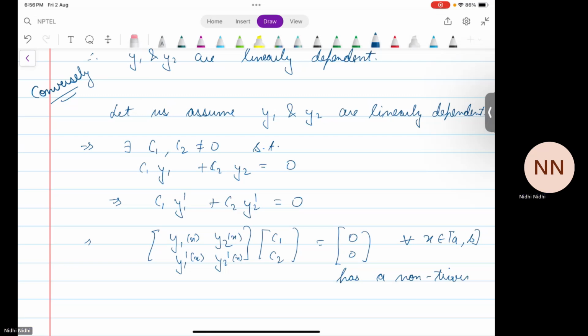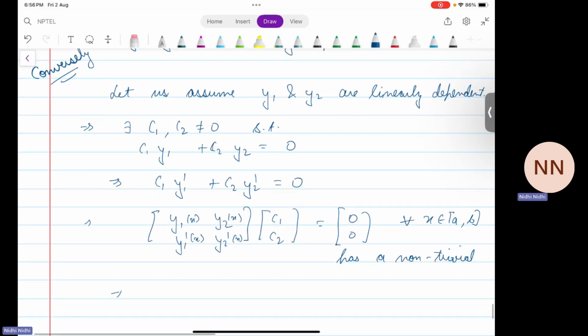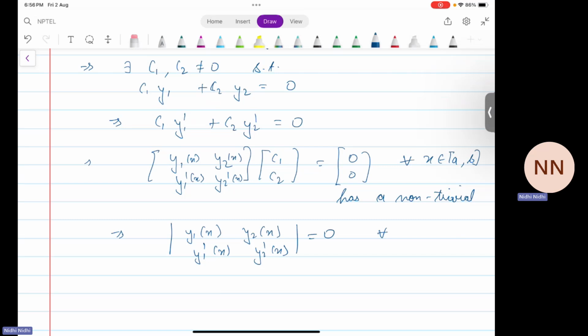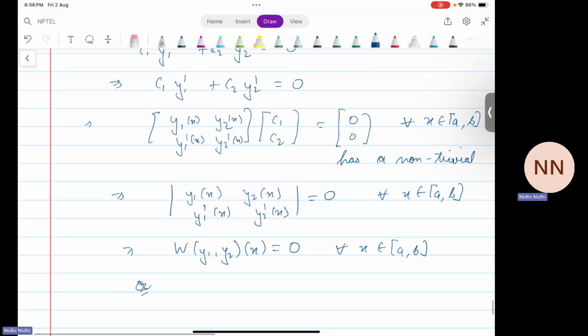A non-trivial solution. This implies the determinant with rows y1(x), y2(x) and y1 dash(x), y2 dash(x) is 0 for every x in [a, b], which is the Wronskian of y1 and y2 at point x. So the Wronskian is equal to 0 for every x in [a, b]. Hence we can write that the Wronskian of y1, y2 is trivially 0. I hope this converse part was clear.